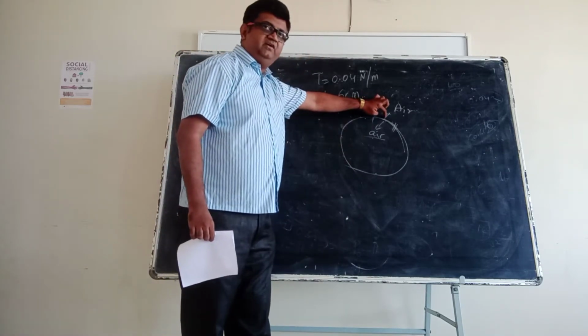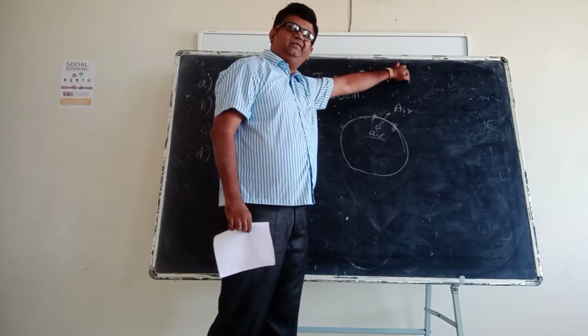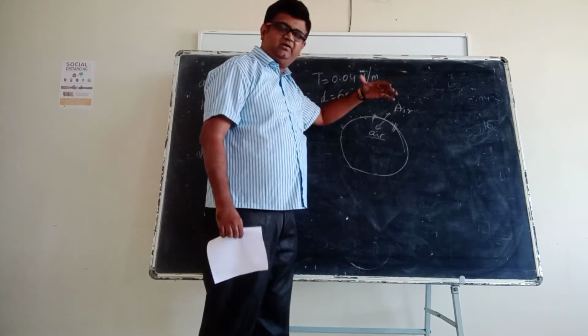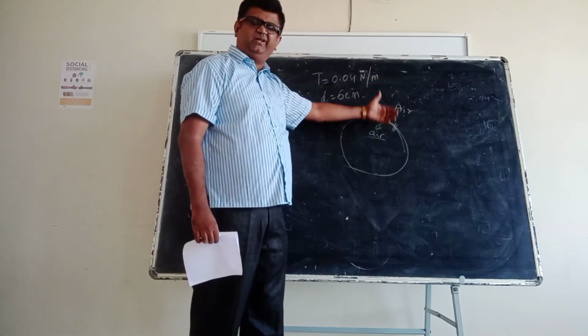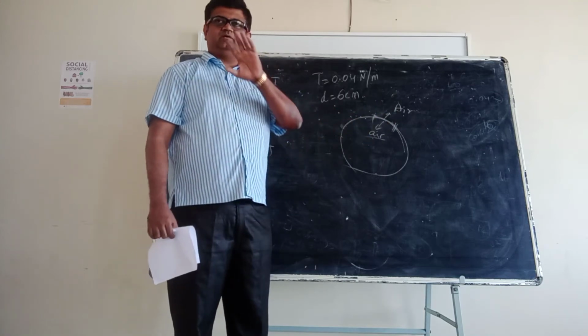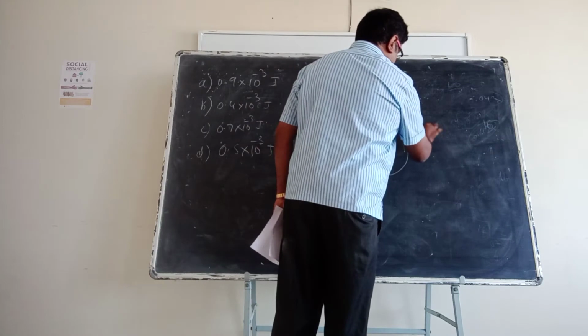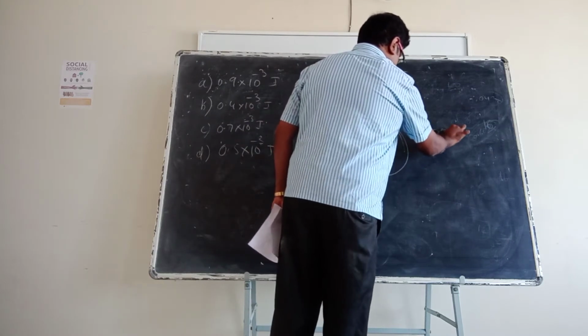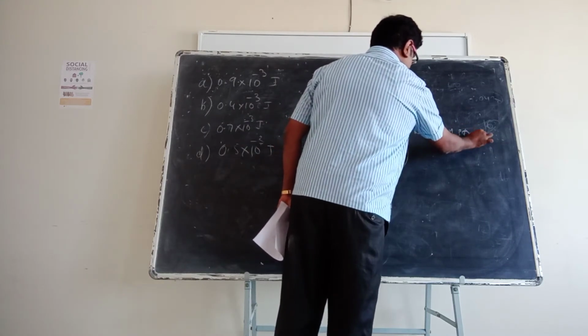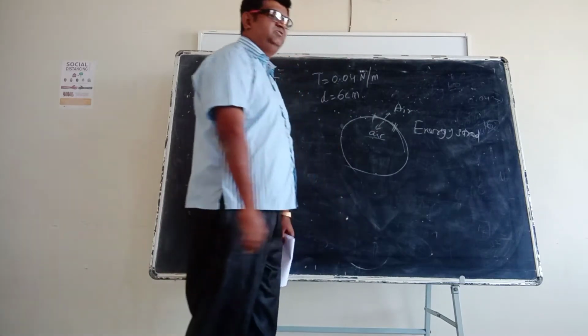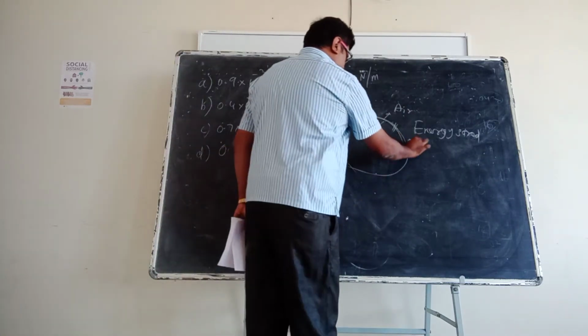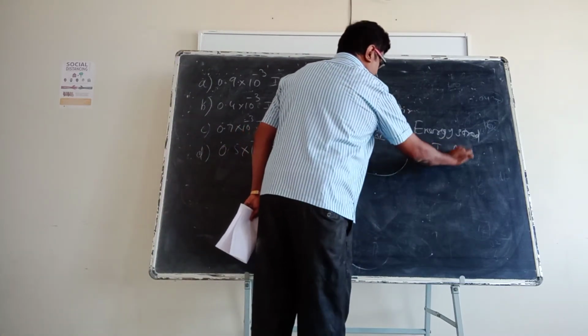So this film is in contact with the air outside, and the inner portion is in contact with the air inside. How many surfaces are there? There are two surfaces. So energy stored. What is the formula? Those who are preparing seriously, E is equal to T multiplied by area.